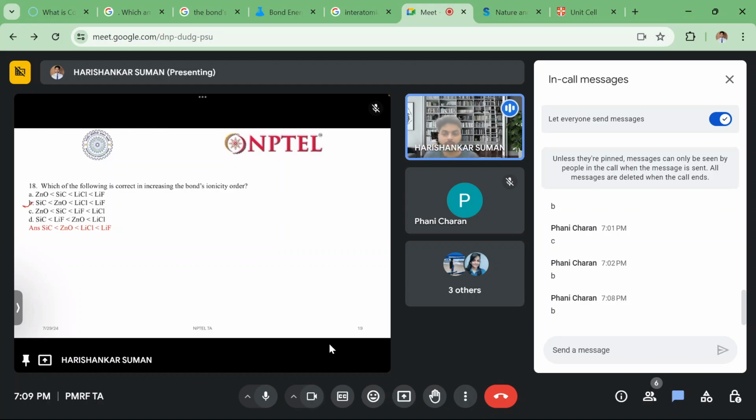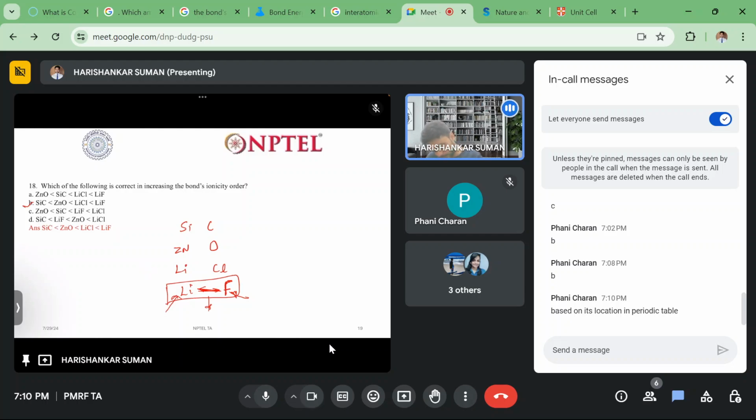B is the correct answer. But why? We have to look for silicon, carbon, oxygen, LiCl, LiI. This one is highly electronegative and this one is highly positive, so the ionic bond between these will be stronger.